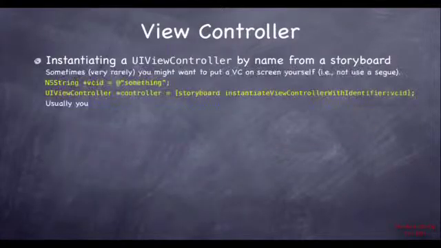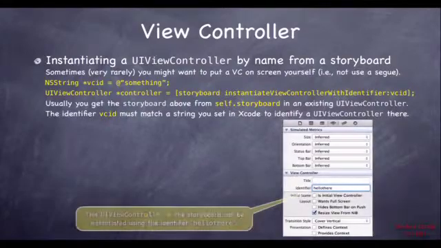All right. So, instantiating a view controller by name from a storyboard. So far we've only talked about instantiating view controllers by segueing to them. But it is actually possible to create a view controller and put it on screen yourself. The way you do that is you give the view controller a name. Remember we gave segues a name. You can also give an identifier to your view controller.